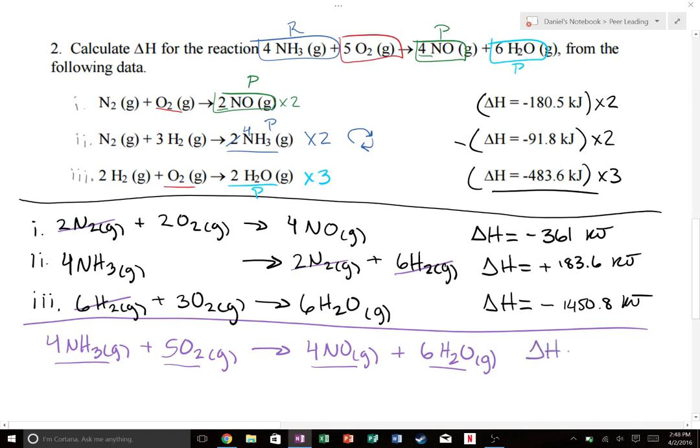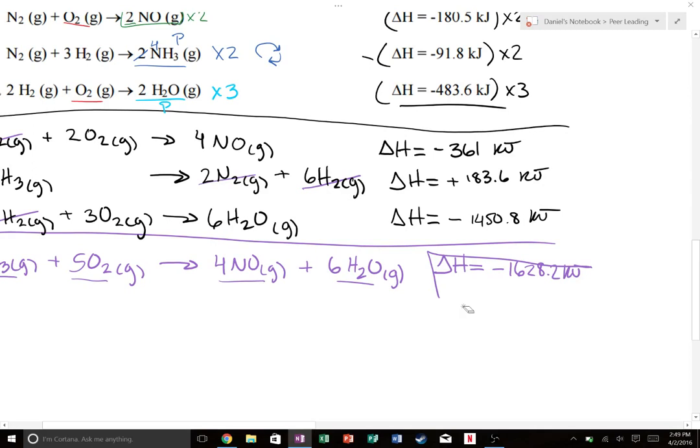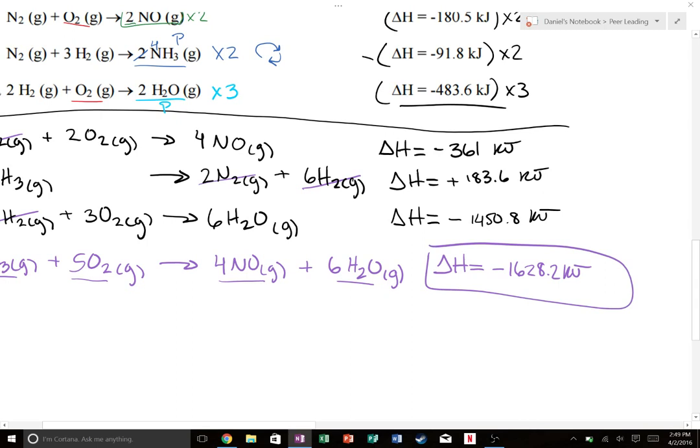Okay, so now let's add up our delta H's. So I'm going to go ahead and start off by writing out 183.6 minus 1450.8 minus 361. And that gives me a total of negative 1,628.2 kilojoules. Alright, and this is actually our final answer. Whoa, I kind of boxed it in ugly. And that's our final answer.